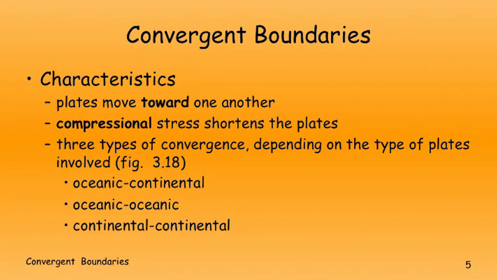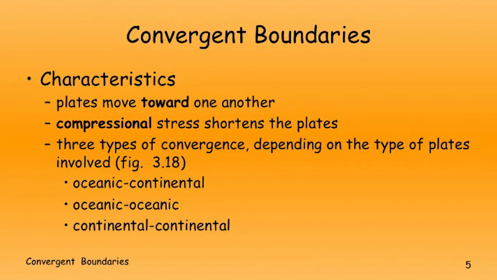At convergent plate boundaries, if we want to describe the motion, we would say that the plates move toward one another. And in order for plates to move towards one another, you need compressional stress. You need forces that are going to come towards one another, and we refer to that as compressional stress. The compressional stress kind of shortens the plates, and in this compression and shortening, they form mountains. At least one of them will form mountains.